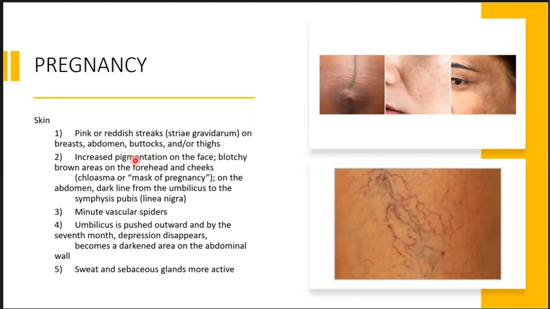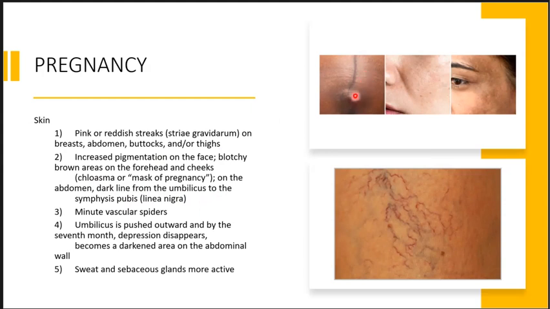There's also going to be increased pigmentation on the face. So you have these blotchy brown areas on the forehead and the cheeks. They're actually referred to as chloasma or marks of pregnancy. So you will see that on the face, these blotchy brown areas. So that's referred to as chloasma or marks of pregnancy. You also see a dark line from the umbilicus to the symphysis pubis. So we can see that here.